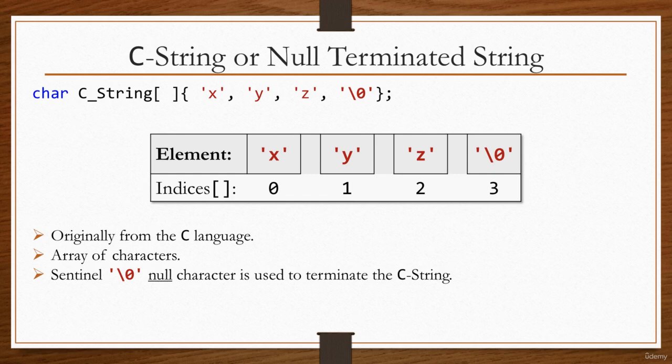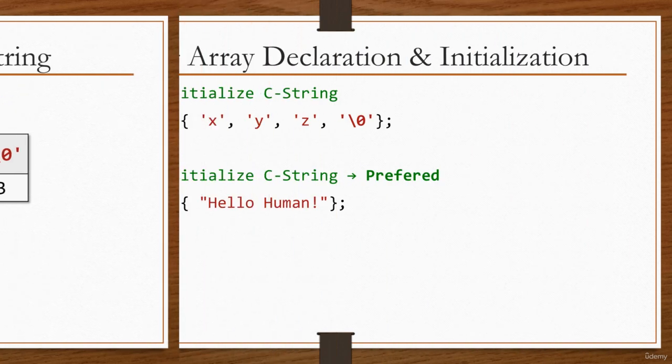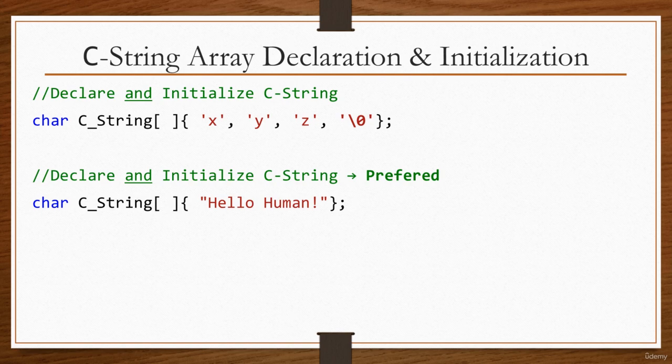And of course, to avoid that, we terminate the string with the null character, and iteration on the C string is then terminated when the null character is reached. And finally, on C string declaration and initialization, we can initialize a C string using characters, but the preferred method is to initialize the C string using a C string. You can see in the final example I use a literal C string to initialize our C string.